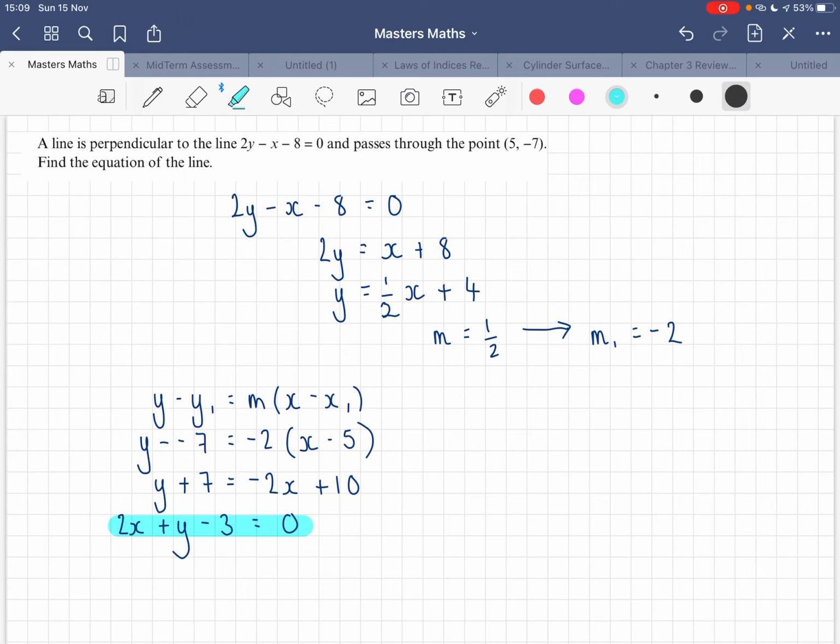Yeah, so that is parallel and perpendicular lines. Really straightforward. Obviously, you're building on what you've done already on equations of lines, and just adding in a few extra things to remember, really.